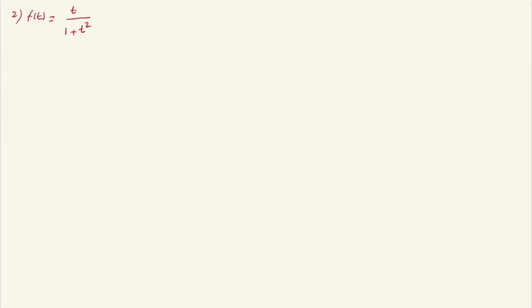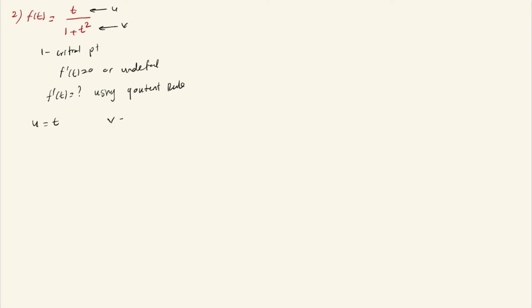Now, for part 2, we have this function f of t equal to t over 1 plus t squared. First, we will have to find the critical point, which is where the first derivative is 0 or undefined. So notice here, this is a rational function, which means to take the derivative, we're going to use the quotient rule. So I'm going to assign the top, t, to u and the bottom, 1 plus t squared, to v. Now I'm going to take the derivative of u and v.